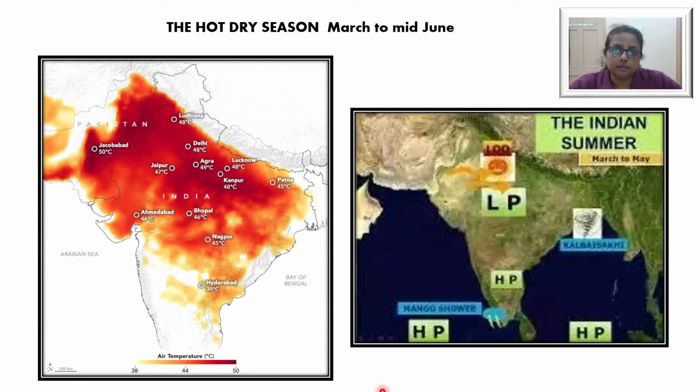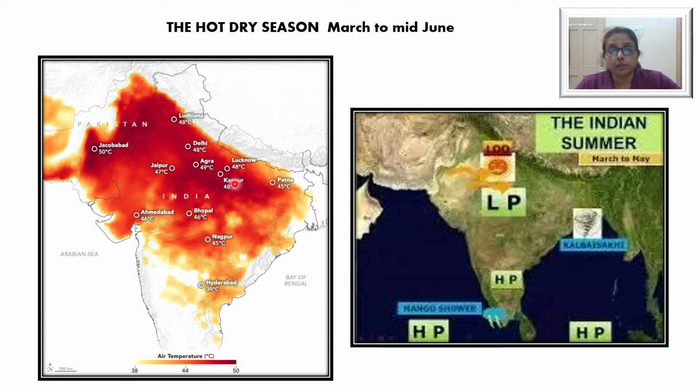So let us now learn about the hot, dry season, which extends from March to mid June. Now, the Indian subcontinent lies in the northern hemisphere, and during the summers, the direct rays of the sun are falling on the Tropic of Cancer. So all places in the northern hemisphere experience very long and hot days and shorter nights.